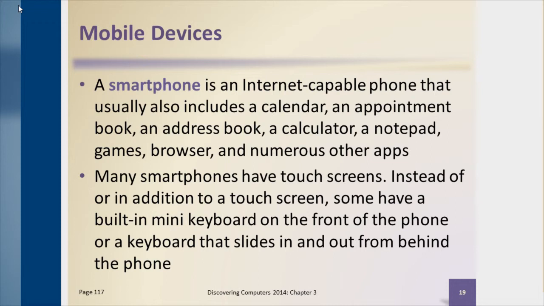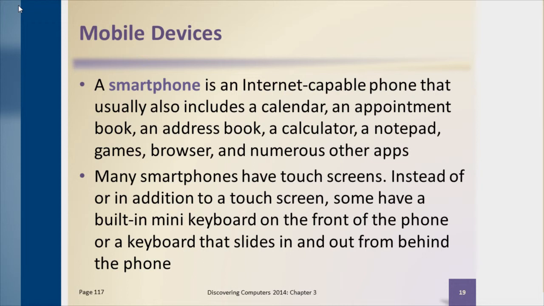Other types of mobile devices include smartphones, an internet-capable phone that usually also includes a calendar, an appointment book, address books, calculators, notepad, all kinds of stuff. The smartphones are much more powerful than our computers used to be years ago. So these are computers in and of themselves.